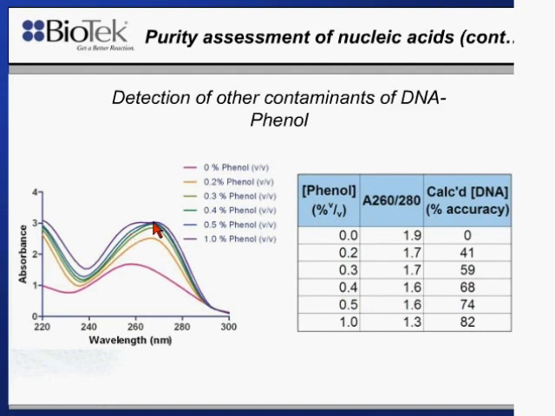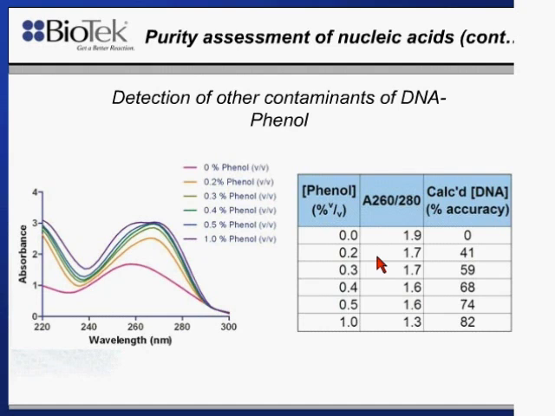This would certainly provide much more useful information to a user to run a spectral scan if phenol contamination is thought to be happening. And you can see that there is significant differences in the 260-280 ratio calculated. Here we're starting at about 1.9, and we're already out of the range that we would typically expect to see for pure DNA once we hit about 0.2% contamination.